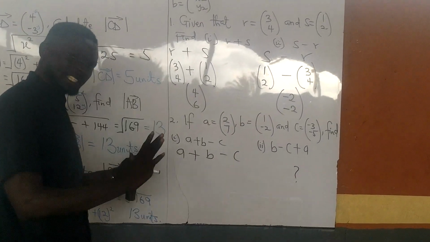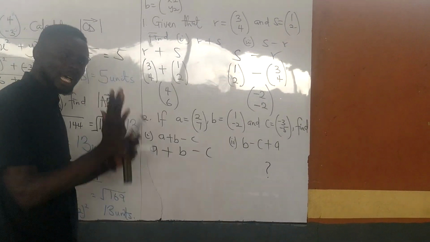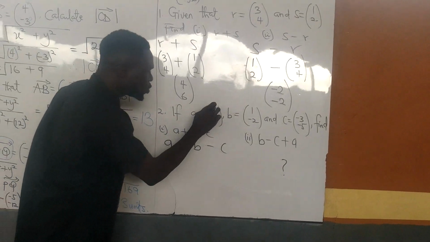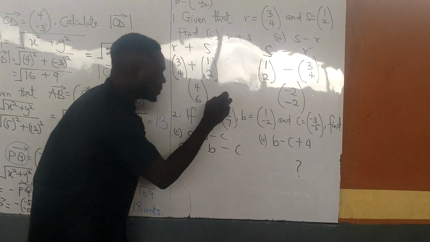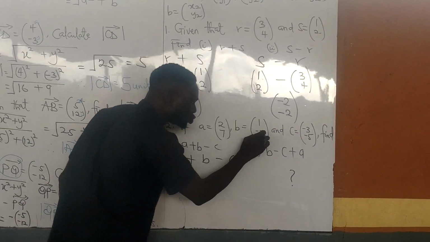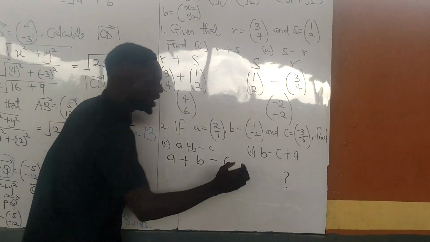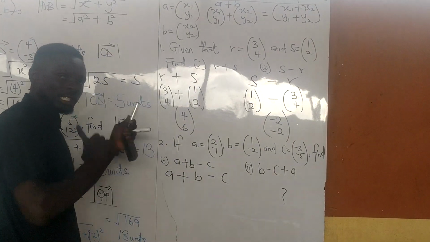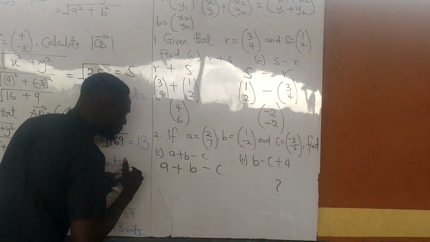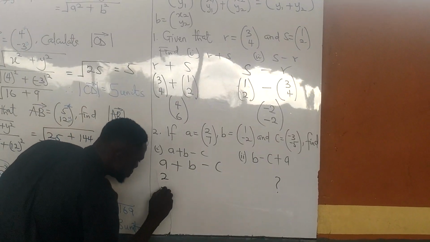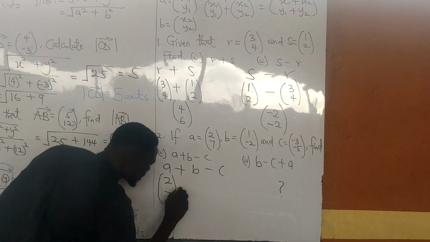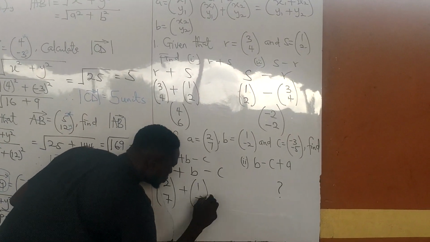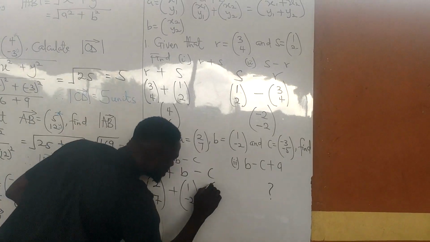So let's take it bit by bit. But first, substitute the components. So what is the A? It says A is equal to the vector (2, 7), B is equal to (1, -2), and C is (-3, -5). So substitute. A, what is the component? (2, 7). Plus B, what is B? (1, -2). Minus C, what is C? (-3, -5).